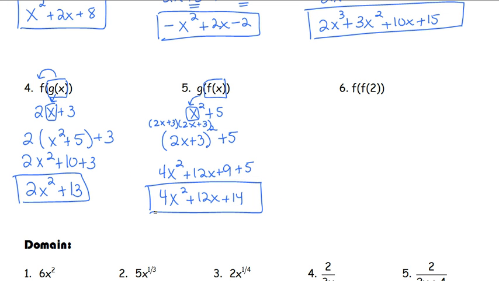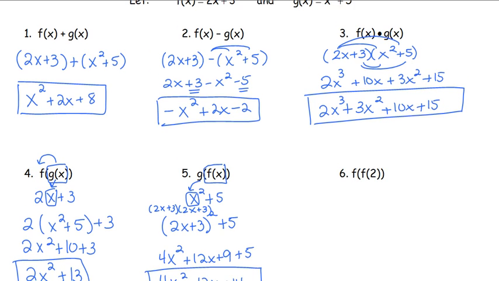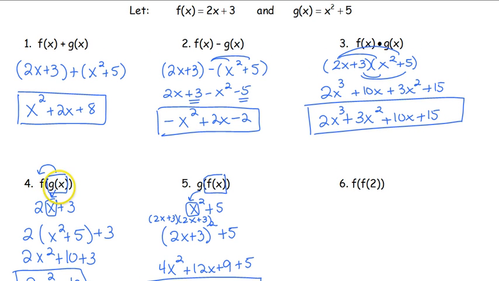And our last one, number 6, is f of f of 2. For these functions, we're really going to be working from the inside out. So here we plugged g into f, we plugged f into g, and now we want to first start with f of 2. And we've done these before. We're just, again, going to look at it in a different light. So we want f of 2.